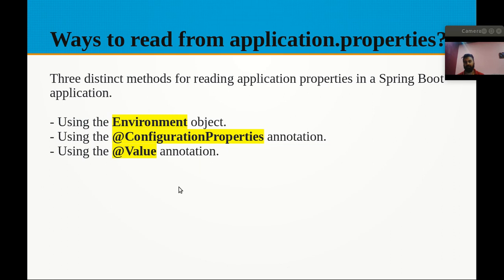We go with the configuration properties approach when we have lots of data to read, so that it maps directly to a Java POJO class, and then by using the getter method we simply use it. And let's say I have to fetch just one or two properties, then we use @Value, and with the Environment object we can also fetch. So these are the three ways by which you can read the application.properties file in your Spring Boot project.